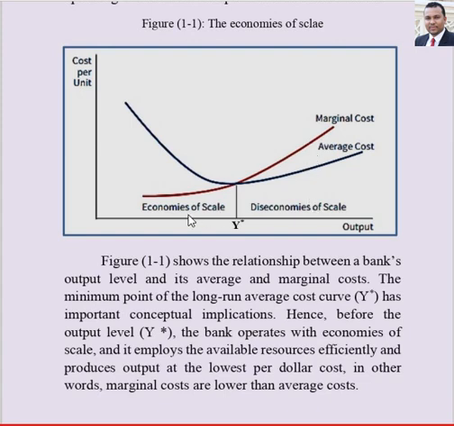In general, economies of scale is good news for the supplier or producer; in our example, good news for the bank. After Y star, we talk about diseconomies of scale, when the marginal costs are greater than average costs, and this is bad news for the supplier or producer.